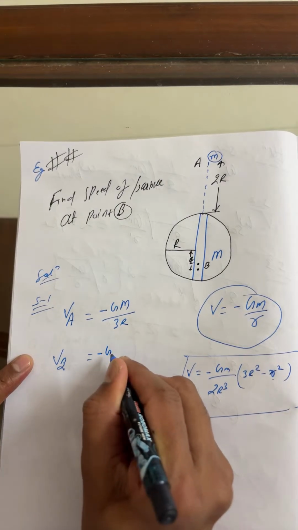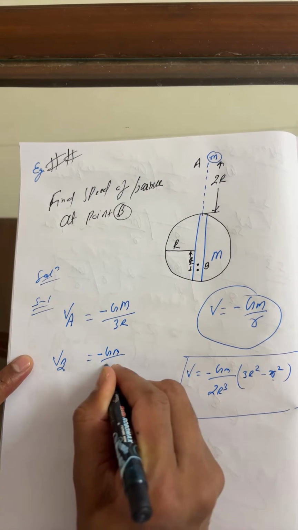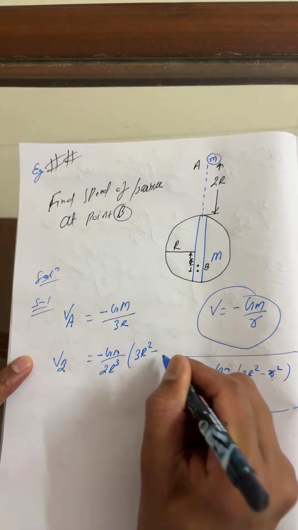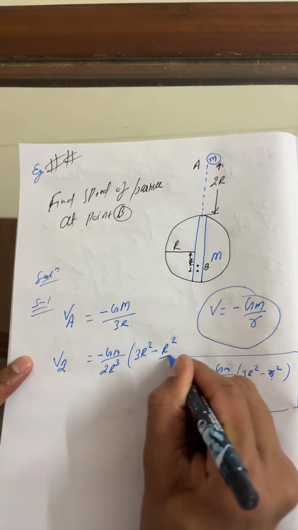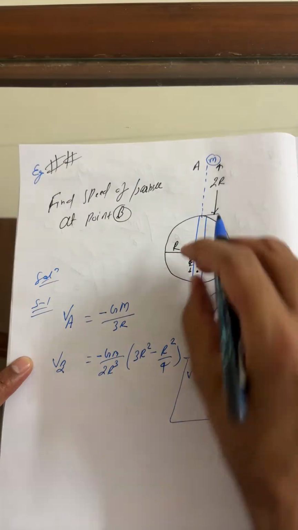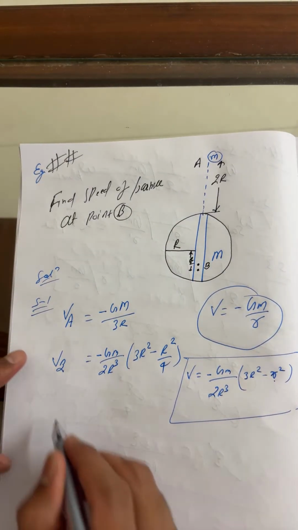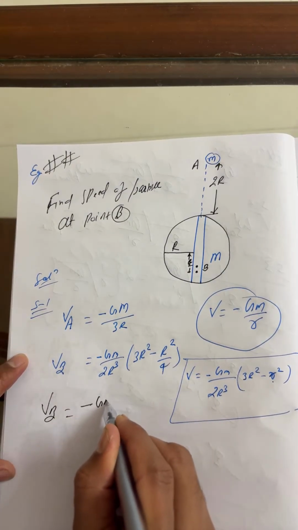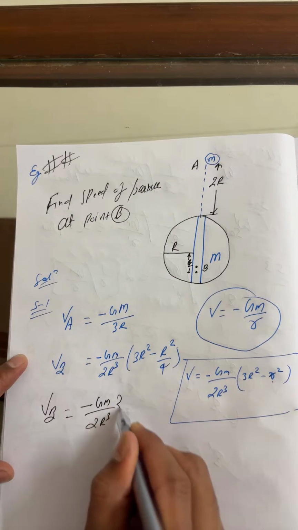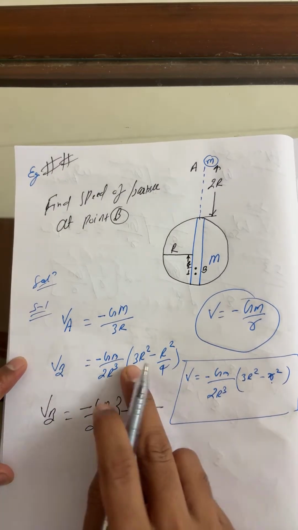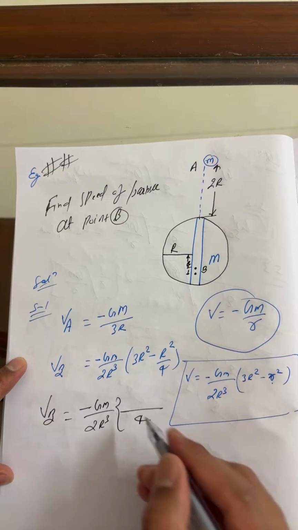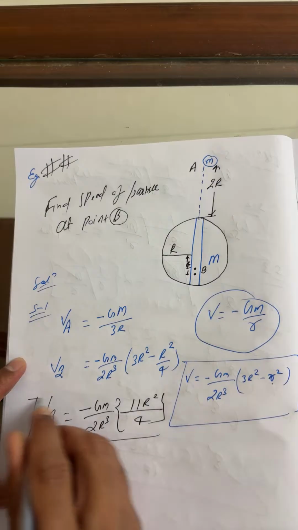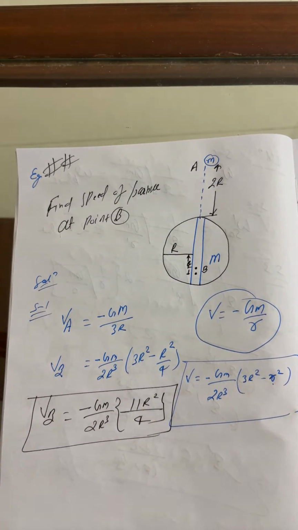So this is GM upon 2R cube into (3R square minus R square by 4), meaning r is R by 2. No need to get more confused. So the potential at point B is minus GM by 2R cube; just take the LCM here, which is 4, so 12 minus 1 gives 11 R square. So this is the potential we found at point B.